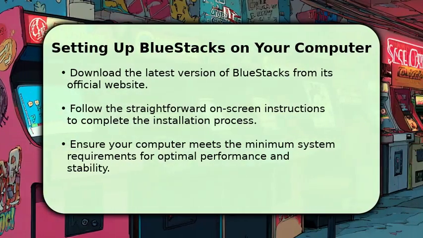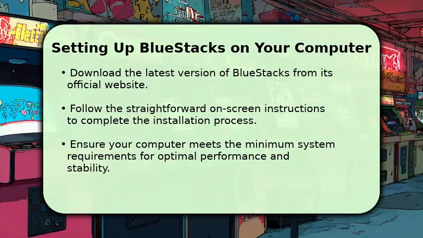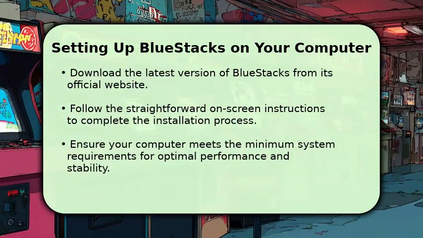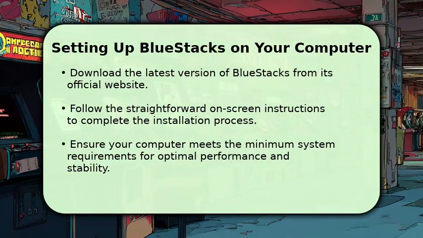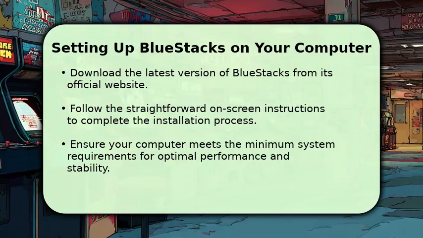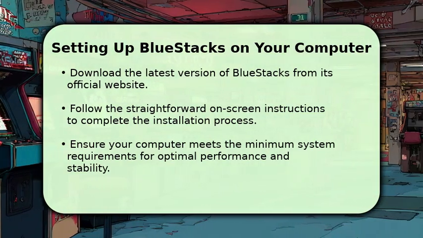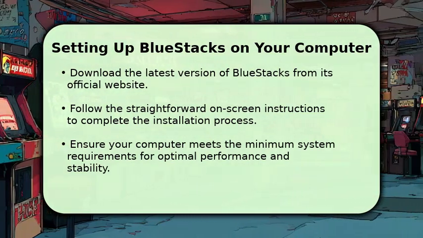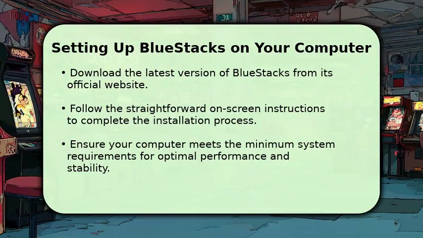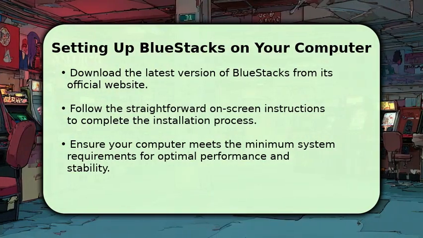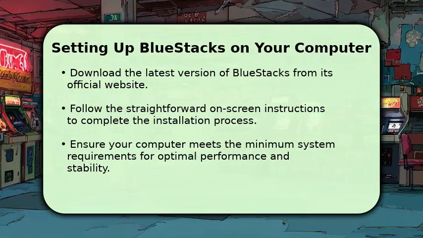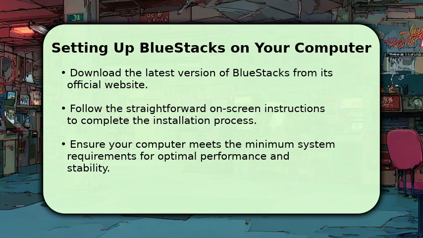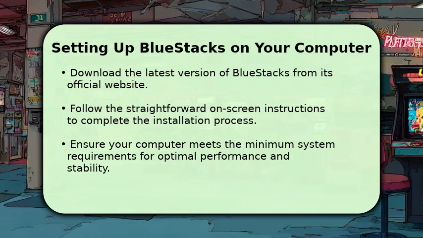First things first, you'll need to get Bluestacks installed on your computer. Head over to the official Bluestacks website and download the installer. Once the download is complete, simply run the file and follow the easy on-screen prompts. The installation process is quite intuitive, guiding you through each step. It's also a good idea to quickly check that your computer meets the recommended specifications to ensure Bluestacks runs smoothly, giving you the best possible gaming environment.